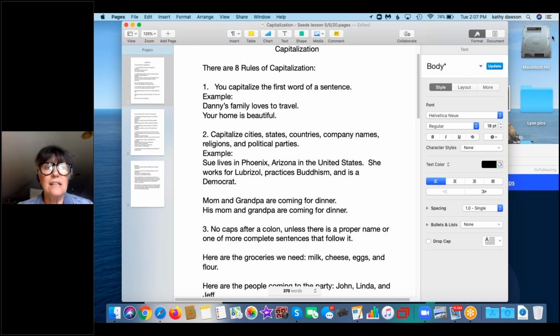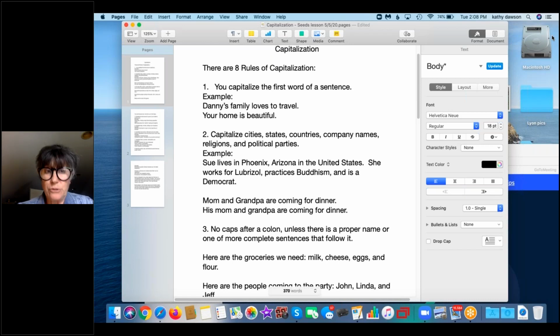It's pretty easy. So I just gave you some examples. Danny's family loves to travel. Of course, Danny is capitalized because it's a proper name and it's the beginning of the sentence. Next sentence is: Your home is beautiful. It's a complete sentence. You have to capitalize the first word of the sentence. That's pretty easy. You probably know that, right? Go ahead and stop me if you have any questions as we go through these.